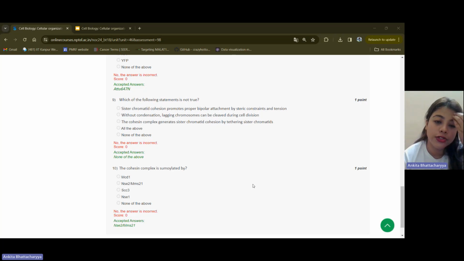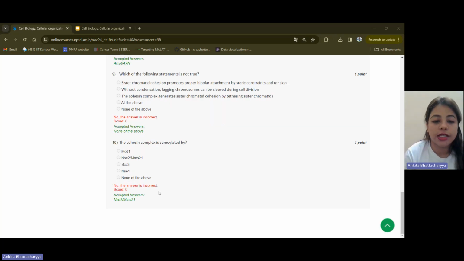Secondly, if there is no condensation, then lagging chromosomes can be cleaved during cell division. The cohesin complex generates cohesion by tethering them. All of these options are true, and therefore none of the above is the correct answer, because none of these statements are false.